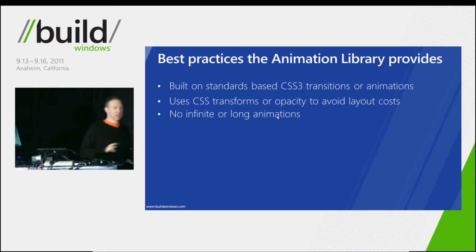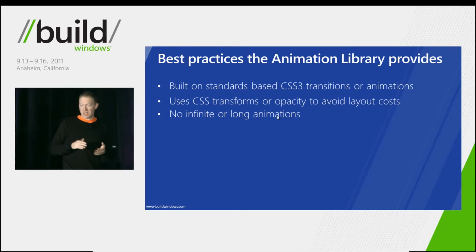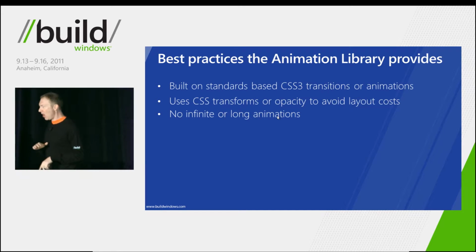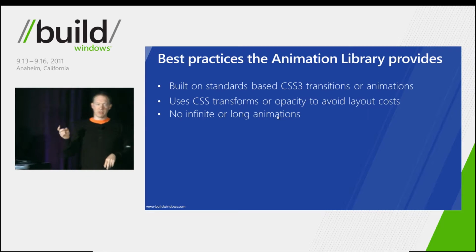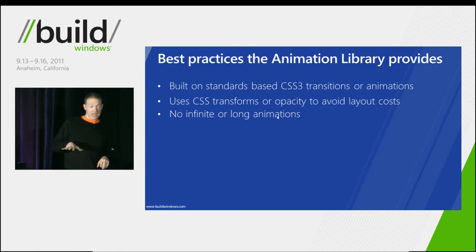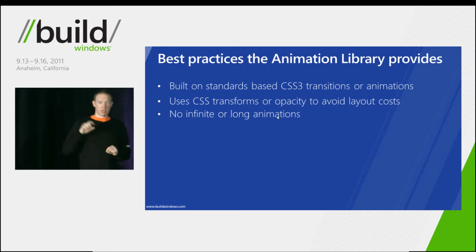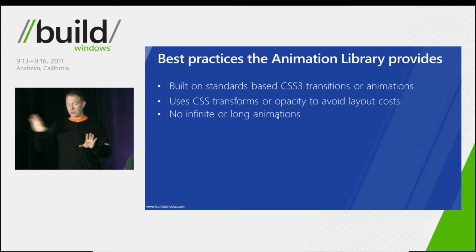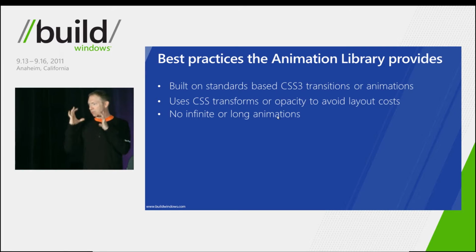So the three things I want to point out about what we just saw: for the pointer down animation, you saw that it was built on top of CSS3 transitions. All the animations in the animation library are built on top of either CSS3 transitions or animations, so it's all standards-based. The other thing is the pointer down was built on top of CSS transform. So the property we're modifying is a CSS transform property, which allows us to do the translation, or in this particular case for pointer down, the scaling effect.